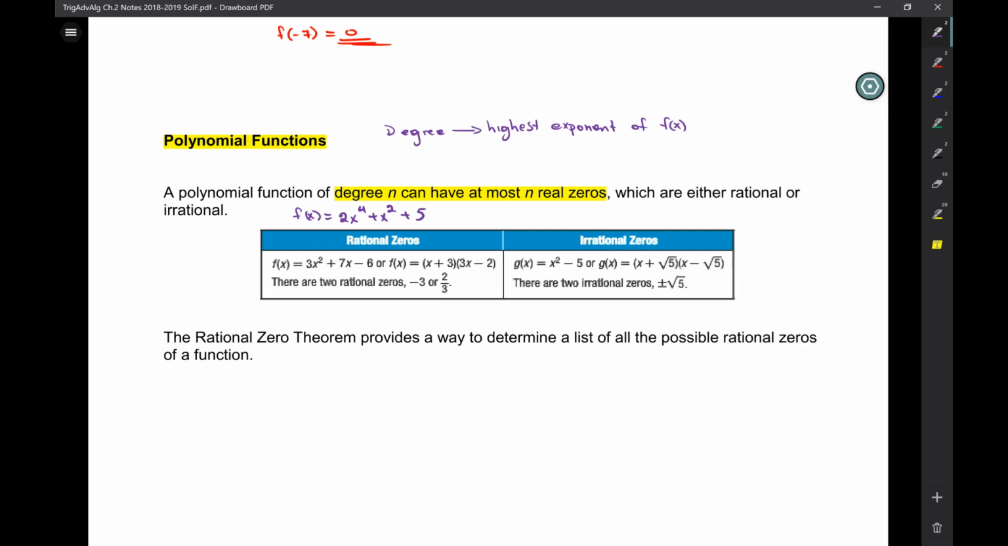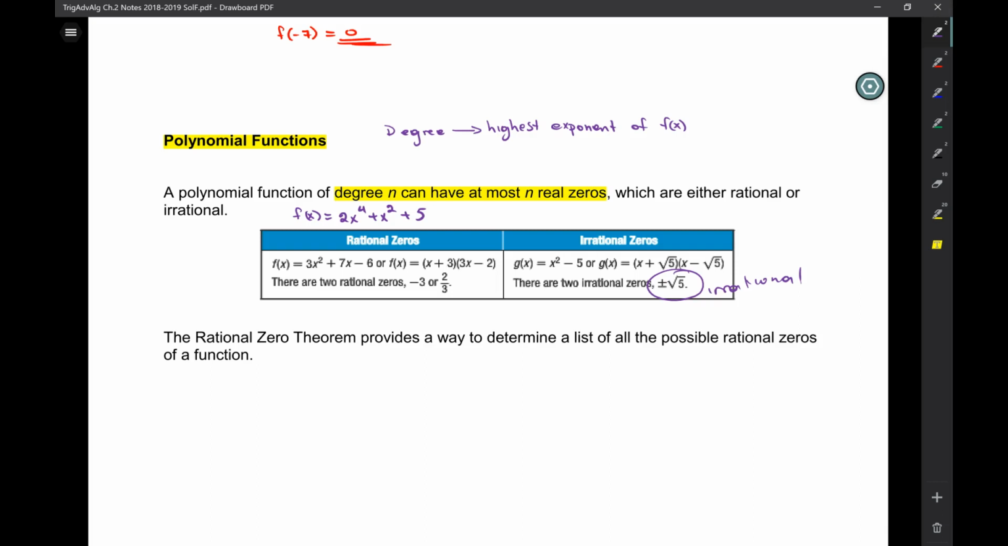Okay, so does it have a pattern? No. Does it end? No. It ends in your calculator, but in reality, it never ends. It goes on forever and ever. So this is an irrational number. Okay? All right. Well, it turns out we can narrow down the rational zeros.